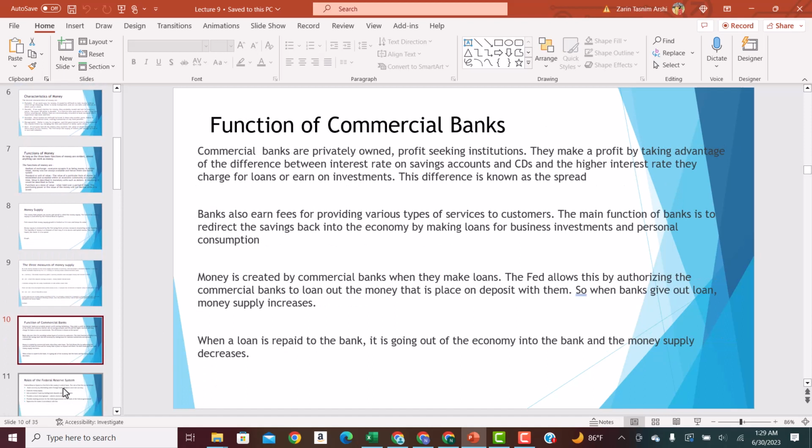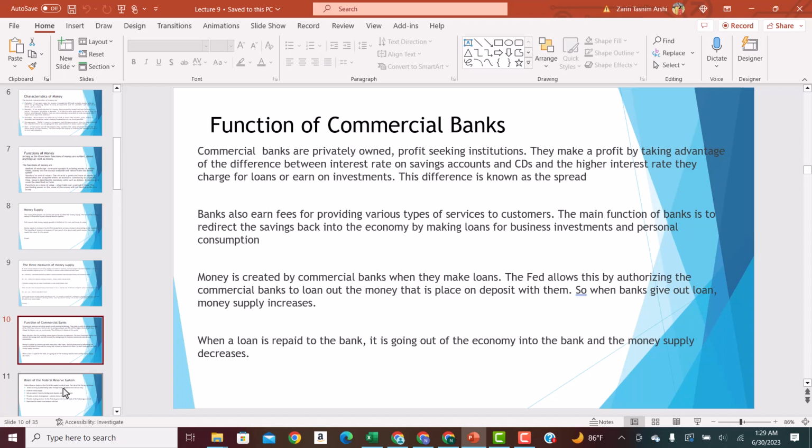So moving on, we will look into the functions of commercial banks. Commercial banks are privately owned profit-seeking institutions. The governments do not own the private banks. They basically give out loans to businesses and individuals in order to make profit, right? So they charge an interest rate on the loans, and then they pay an interest on the savings or the CD accounts, and the difference between these two interest rates gives the profit to the banks. That difference is known as the spread.